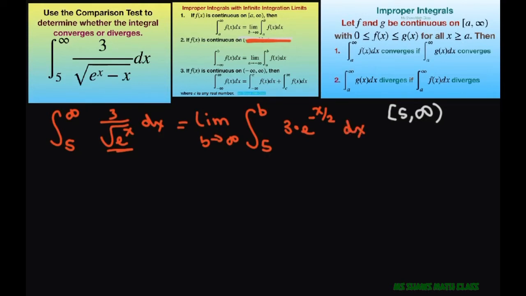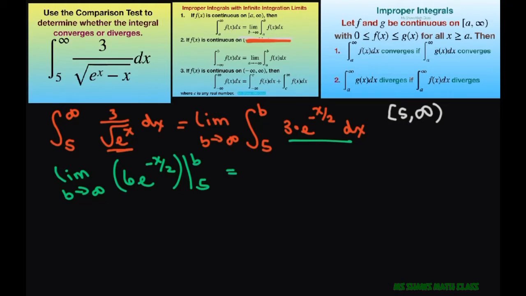Alright, now we can evaluate this. We get the limit as b approaches infinity, and you integrate this, you get 6 e to the power of negative x divided by 2, and we're evaluating this from 5 to b, and this equals the limit of b approaching infinity of 6 times, and then we have 1 divided by e to the power b divided by 2 minus 1 divided by e to the power of 5/2.